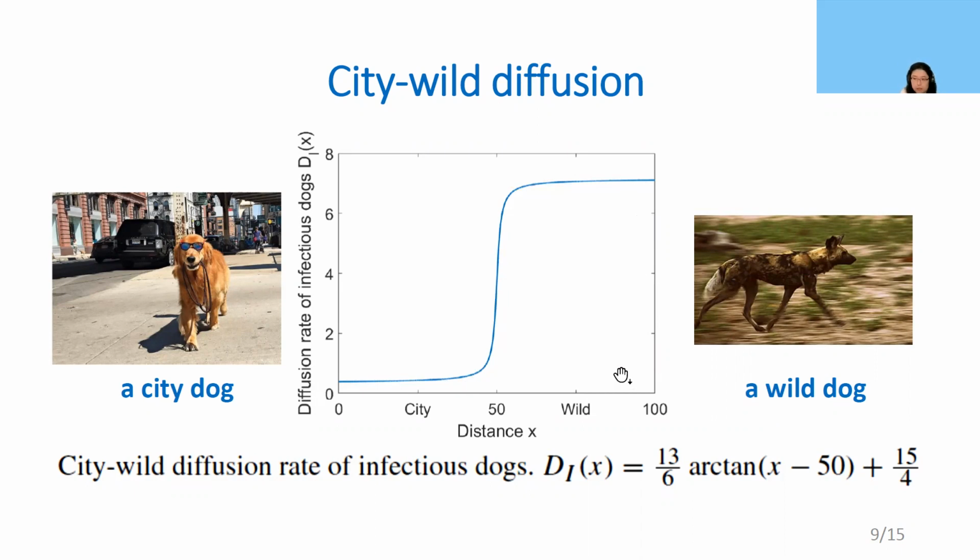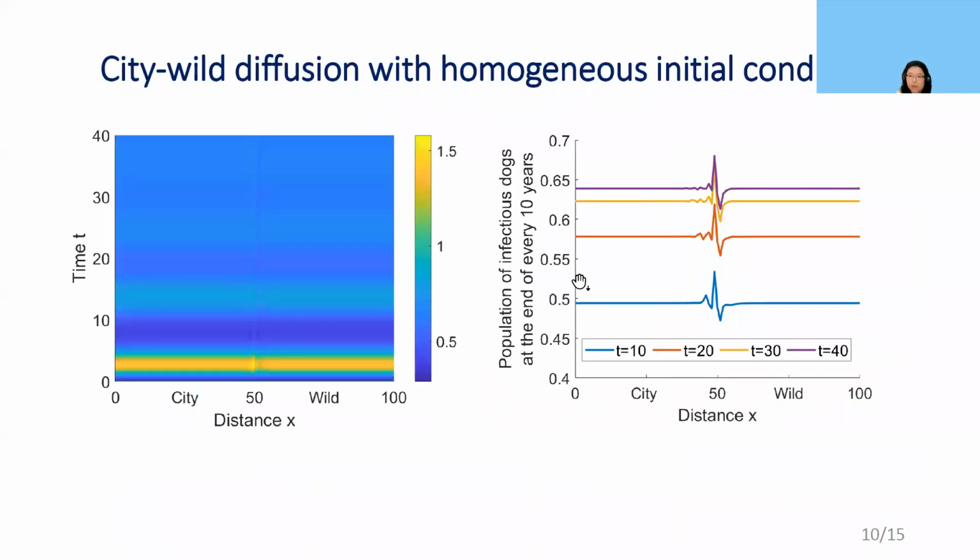Next, we substitute this diffusion rate into the model and obtain some simulation results. I will show some selected results. In this first one, we assume a homogeneous initial condition, that is, the initial infections are equally distributed throughout the entire spatial domain. In this case, we observe an outbreak of the disease with a high peak value, labeled in yellow here, followed by outbreaks with smaller peaks in subsequent years.